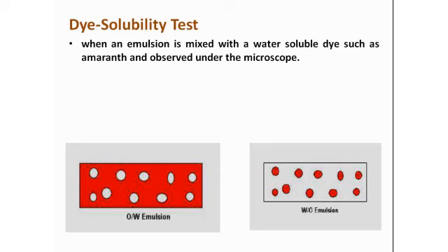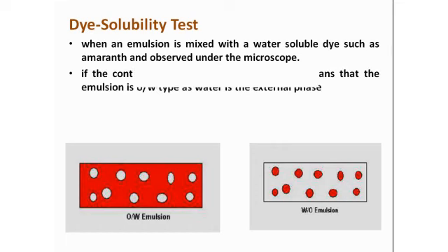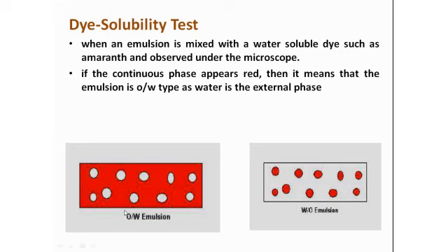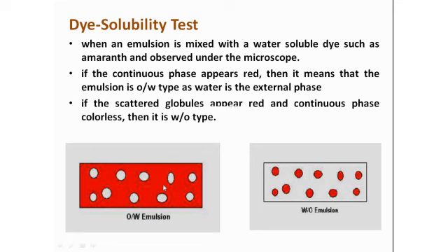So you see, an example of such a dye is amaranth. If we add amaranth and look under the microscope, you will see the continuous phase appears red in case of oil in water type of emulsion, right? But in case of water in oil type of emulsion, you are going to get scattered globules. Clear? So this is the arrangement in the dye test or dye solubility test. The next one is the fluorescence test.